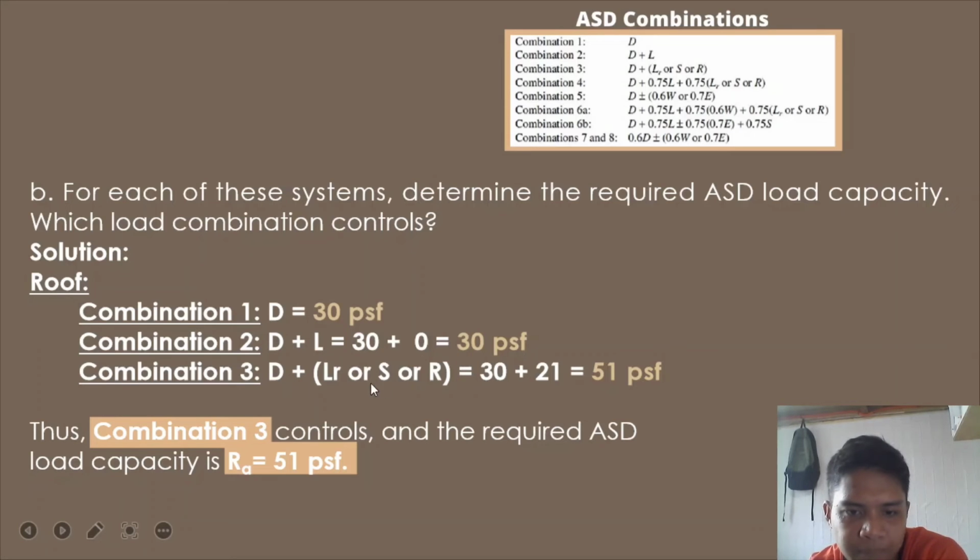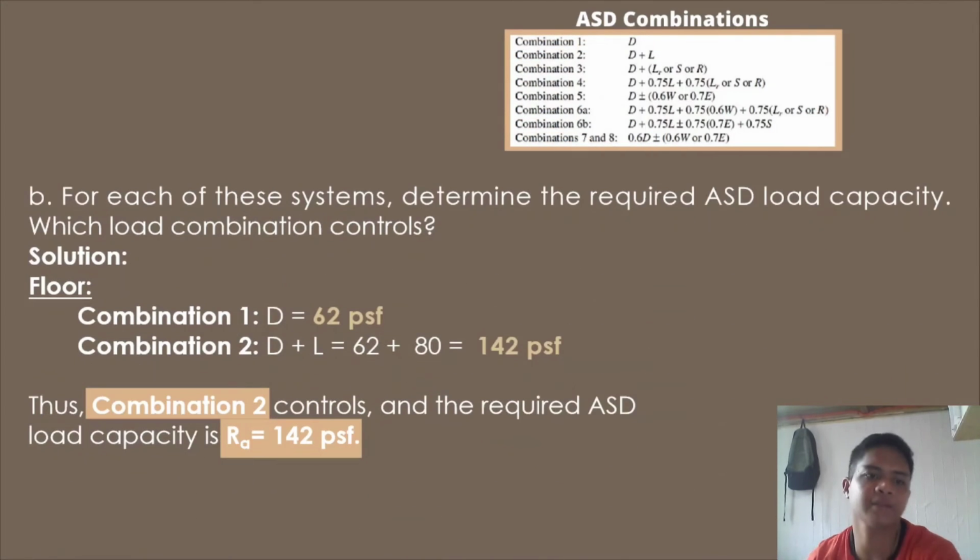Combination 3, okay, meron tayong snow kasi na 21. So, i-add lang natin, that is 51 PSF. Okay, ang concluded answer natin is combination 3 controls and the required ASD load capacity is 51 pound per square foot. Next naman is sa floor.